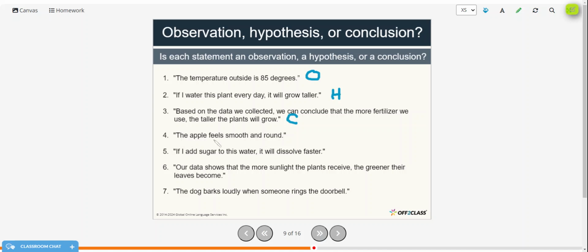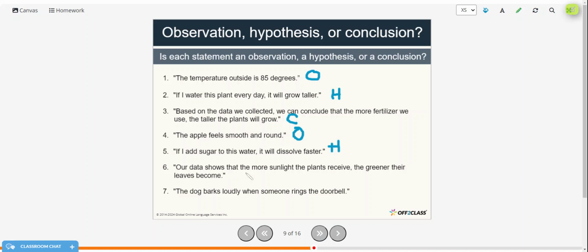The apple feels smooth and round. That's an observation. If I add sugar to this water, it will dissolve faster. That would be a hypothesis.